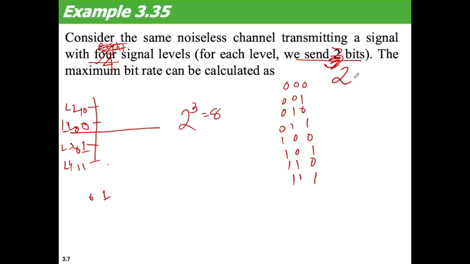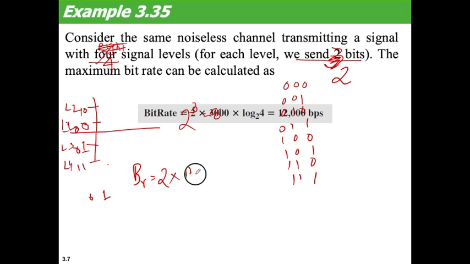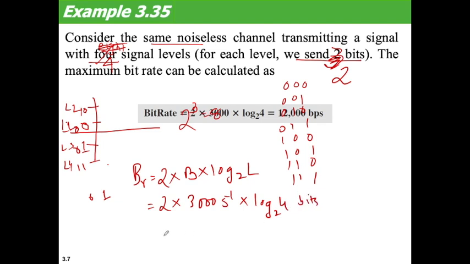Now if we want to calculate the maximum bit rate, how can we do it? This is the example. So the bit rate BR will be 2 into B into log 2 base L. Here the bandwidth is given because it's the same noiseless channel as before. That means the same bandwidth as the previous channel, because bandwidth is always fixed, right? So it will be 3000 hertz or 3000 per second, and then log 2 base 4 bits. That means 6000 into 2, which is 12,000 bits per second.